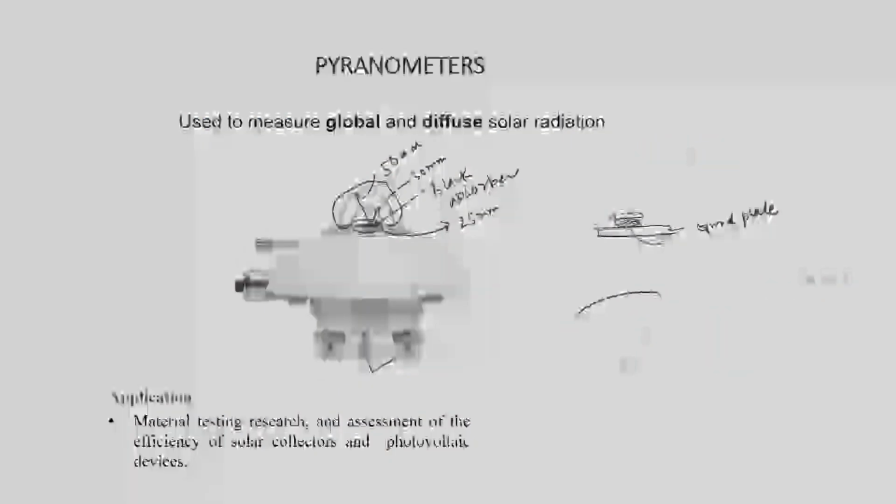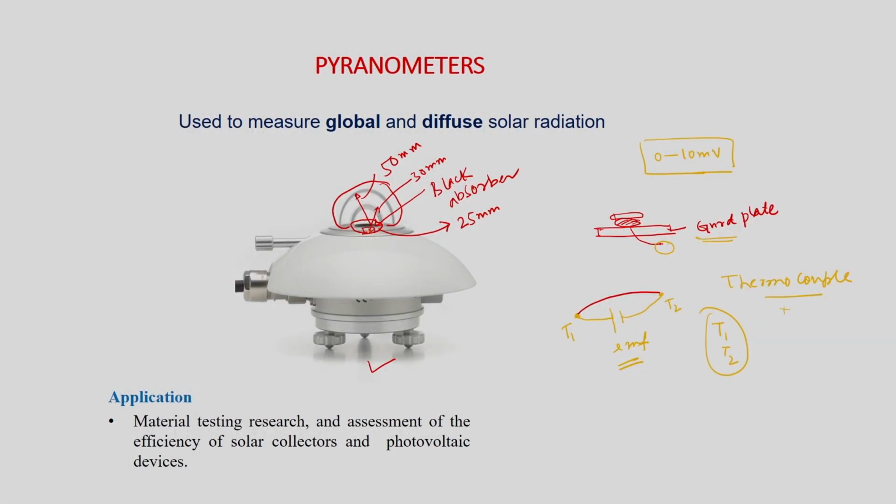So, the principle is very simple. We use the concept of the thermocouple, that means thermopiles are used to measure the rise in EMF. This is calibrated, and finally, we can calculate in terms of watt per meter square. The kind of radiation we get is called global radiation.